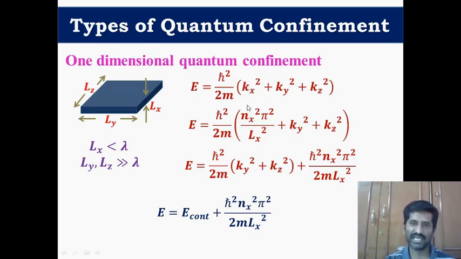I am replacing kx with nx pi by lx. You have the second equation. Rewrite this equation. You get E is equal to h cross square by 2m times ky square plus kz square, plus h cross square nx square pi square by 2m lx square, where nx is the quantum number along the x-axis. Since ky and kz have continuous values, the first term represents a continuous distribution of energy band, and the second one represents discrete energy levels.